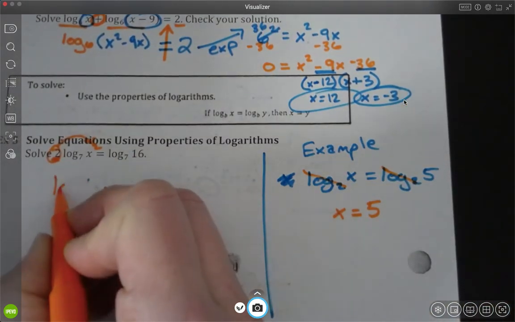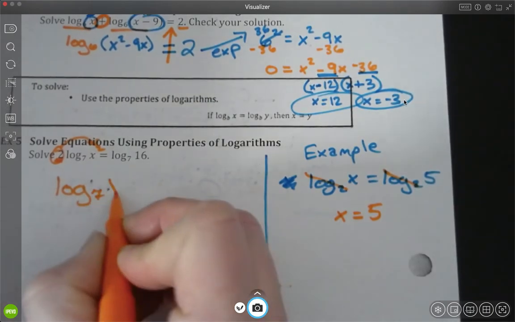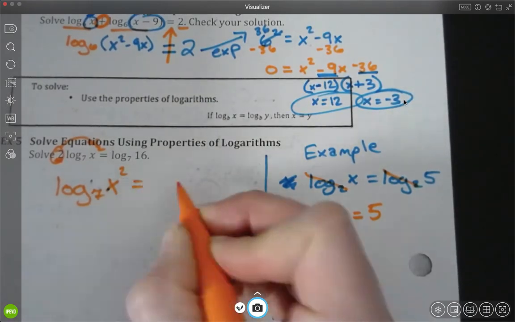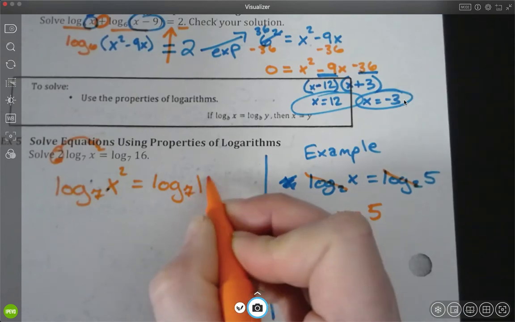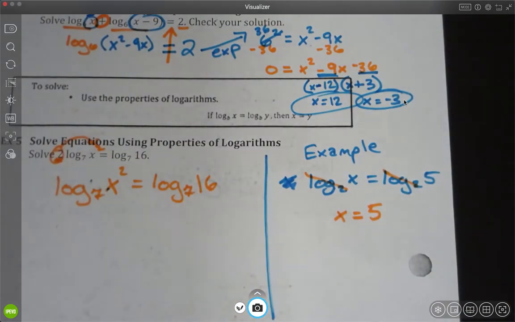So let me show you. Log base 7 of x squared equals log base 7 of 16. So that 2 just went to the back of the x. Do you see how that 2 went back to the back, right? Yes. Okay.